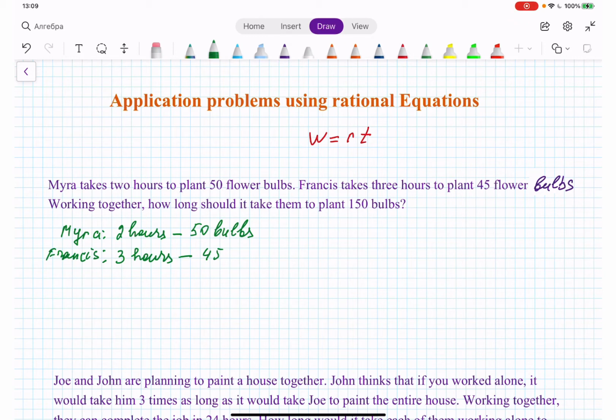Okay, 45 bulbs. All right, so what else do we have? Working together. The question is coming, I see. So together, how long will it take, meaning X hours, to plant 150 bulbs.